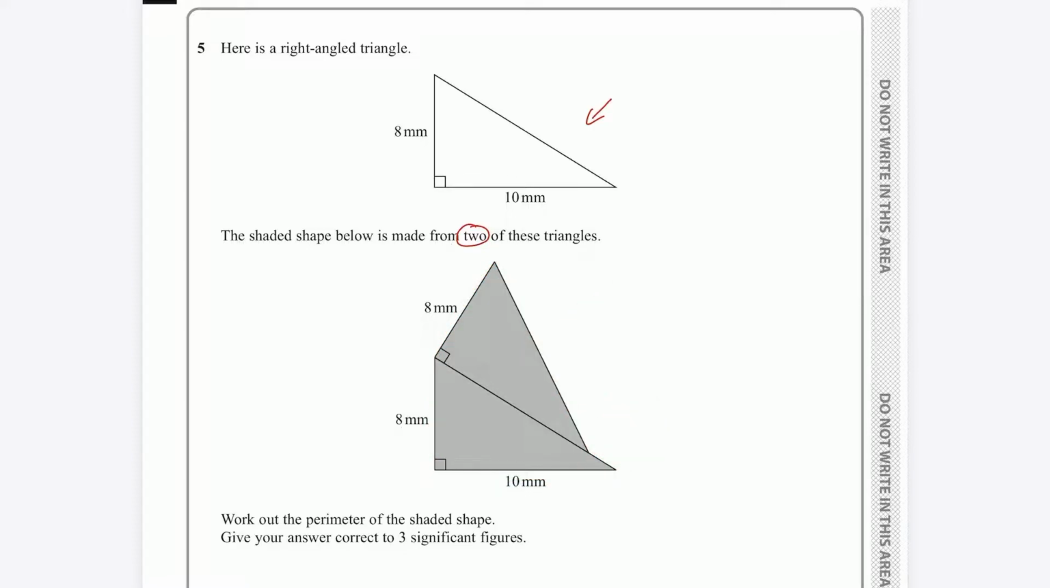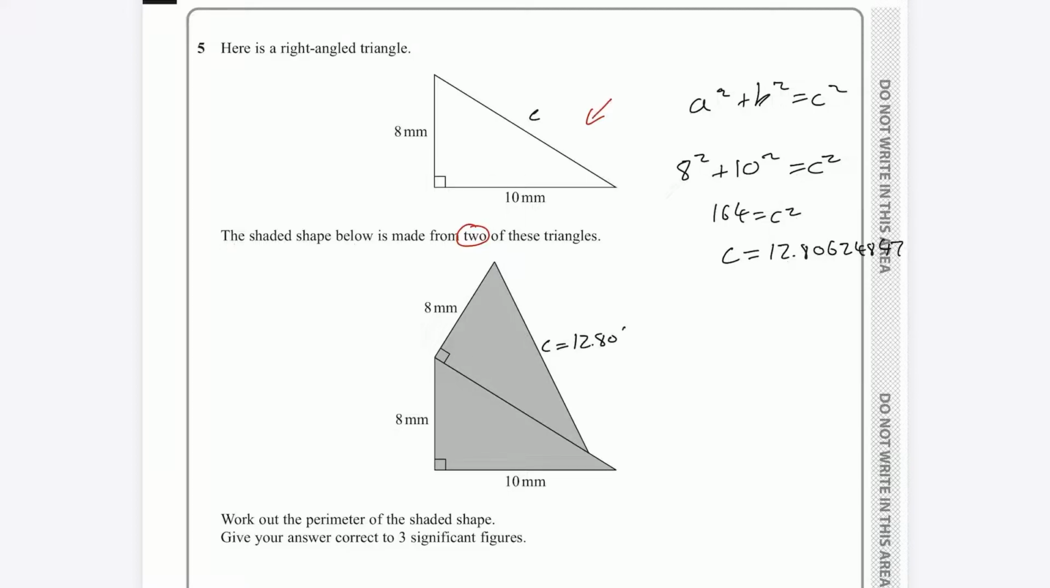So hopefully you've spotted that we can use Pythagoras theorem here to work out what this is. If you call that c, you know Pythagoras theorem is normally a squared plus b squared is equal to c squared. So in this case, it'll be 8 squared plus 10 squared is equal to c squared. That's 164 is equal to c squared, and you end up with c as 12.80624847. And now we know what c is. So that c there is going to be this c here, which is 12.80624. We leave that there.